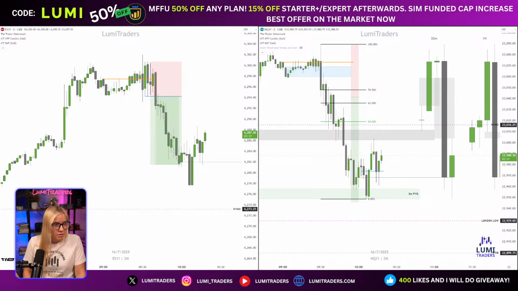Exactly. It can take lots of time to simply go to New York midnight open. It can just reverse all the way up to buy side liquidity, yes, then drop. It's classic.